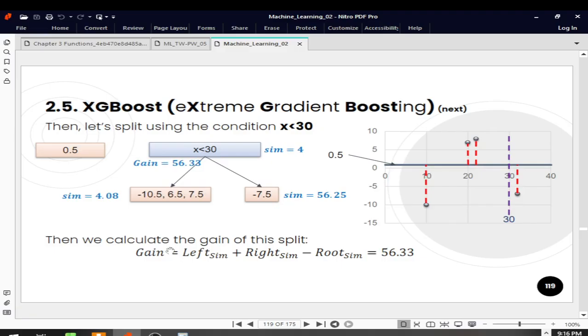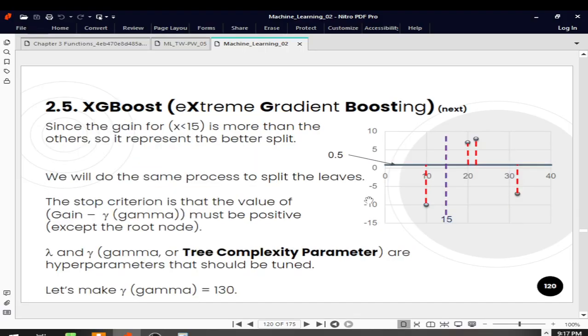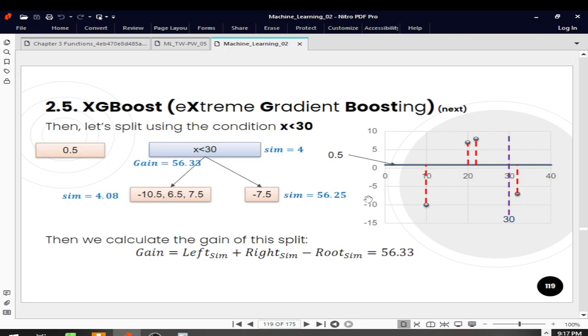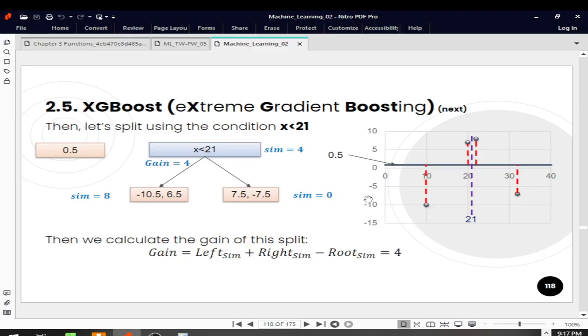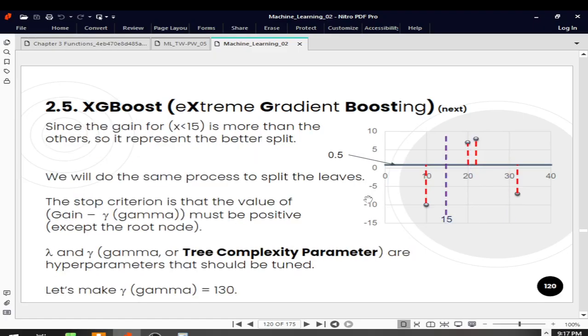I suppose you understood how we calculate all of this, and this is what is going to be asked from you. Now which splitting are we going to choose? We are going to choose the one with the highest gain, since the gain for x less than 15 is more than the others, so it represents the better split, so we take it as the better split.